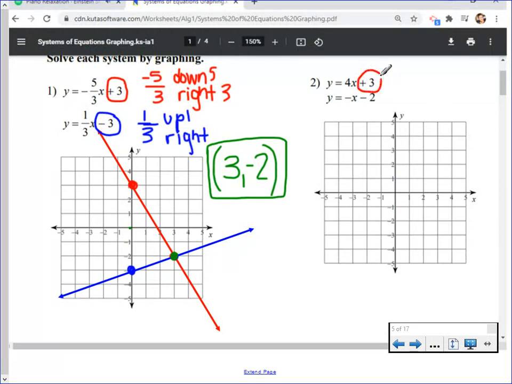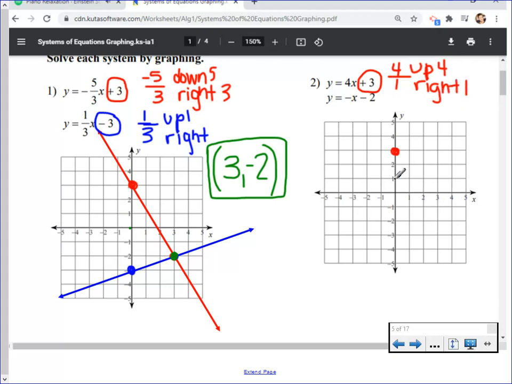It tells us positive 3. So I'm going to go up 1, 2, 3 and make a point. My slope is just a 4. How do I make a 4 a fraction? Thank you. The top number is positive. That means I would be going up 4. The bottom number is also positive, so I would be going to the right 1.